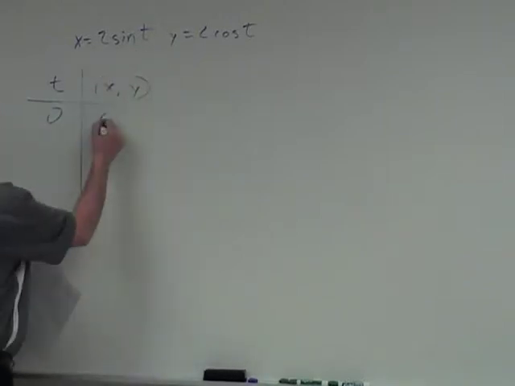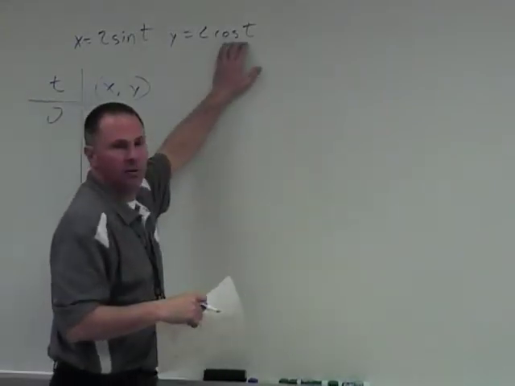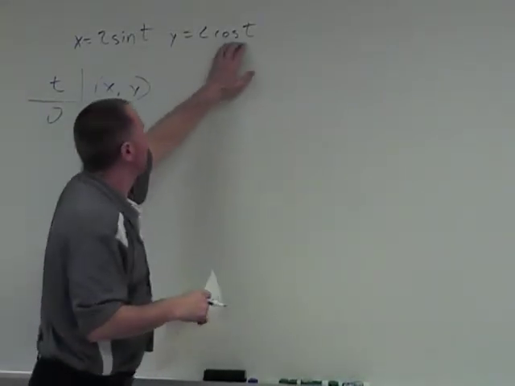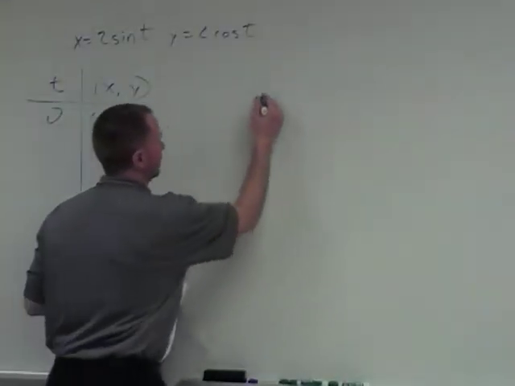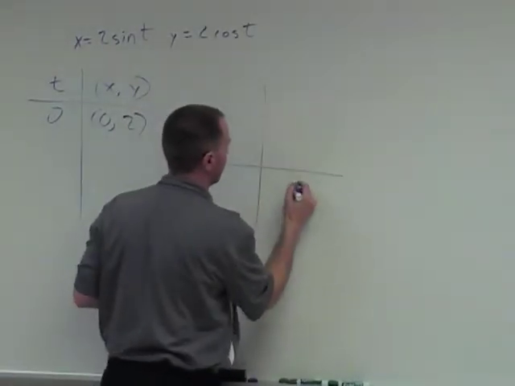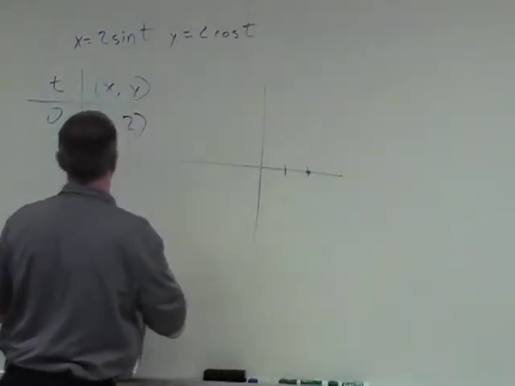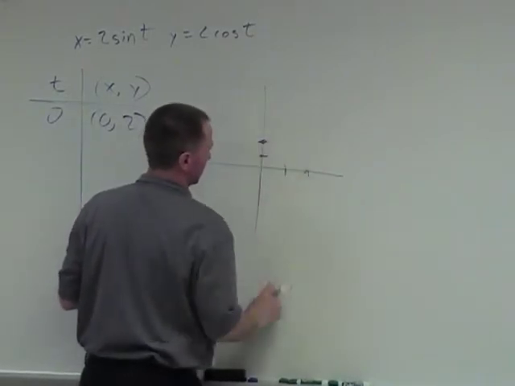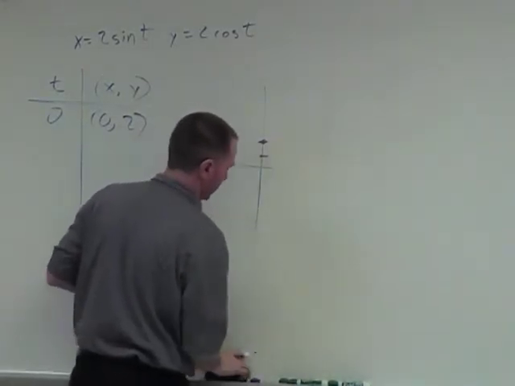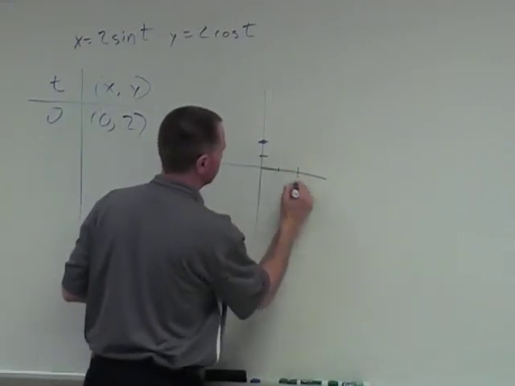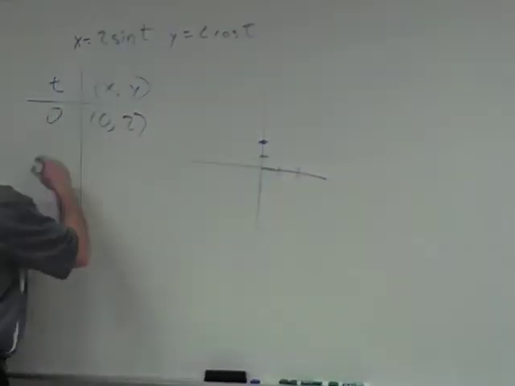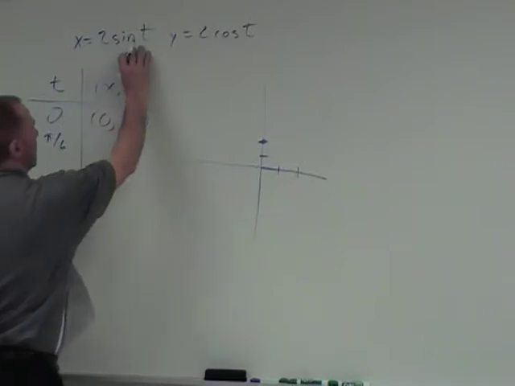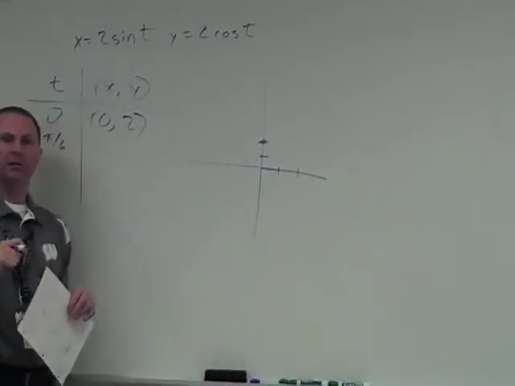0 times 2 is 0. X value at 0 degrees? 1. 1 times 2 is 2. Excellent. So let's just graph this stuff from 0 to pi. 0 to 2. All right, now pi over 6 is 30 degrees. What is my y value at 30 degrees?